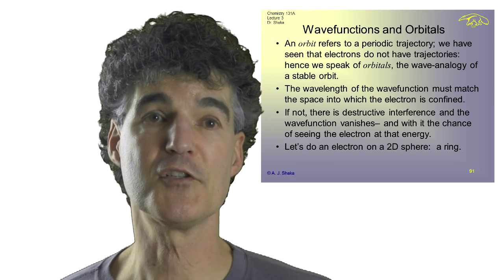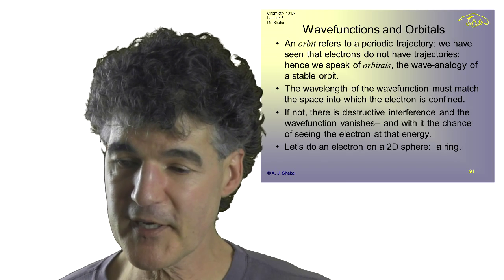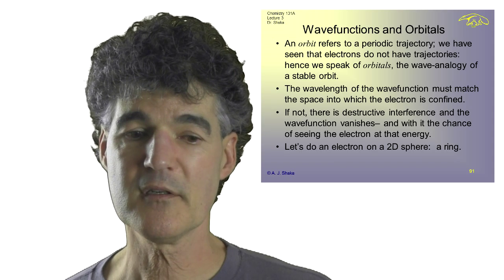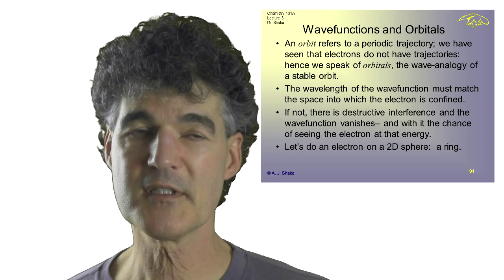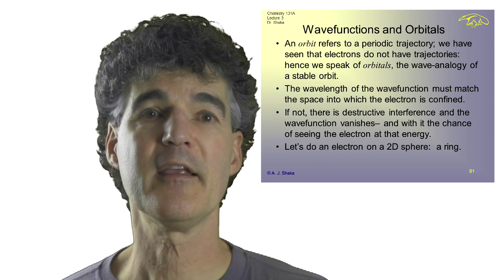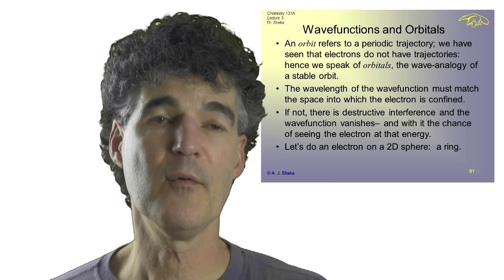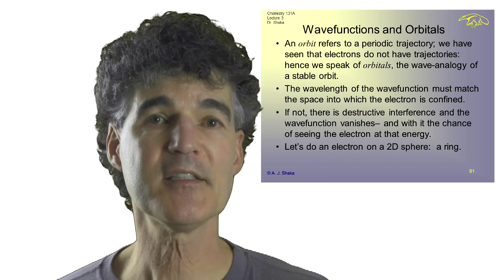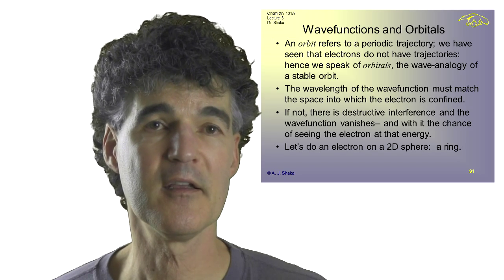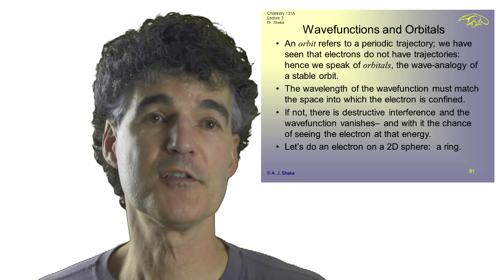Now it's the wave function that has to somehow, like the guitar string, which can only play a certain note if I hit that fret. The wave function can only play certain notes in the atom. It has to come round and match itself and give a stable standing wave. And that means the wavelength of the wave function has to match into the space into which the electron is confined. If it doesn't, you won't find the electron in that wave function.